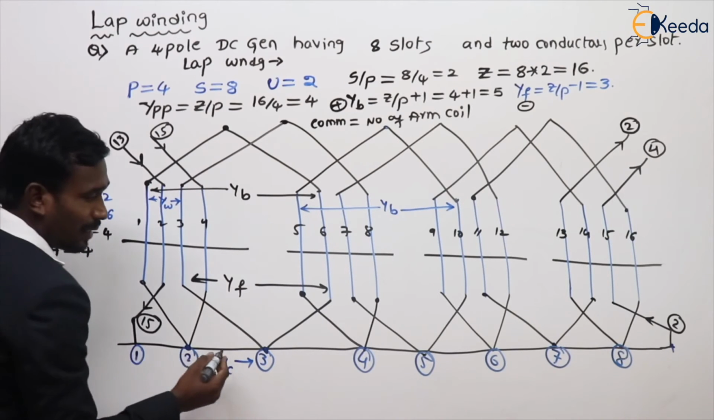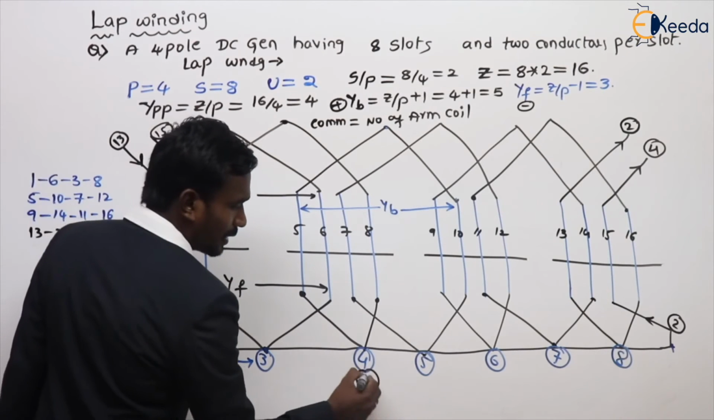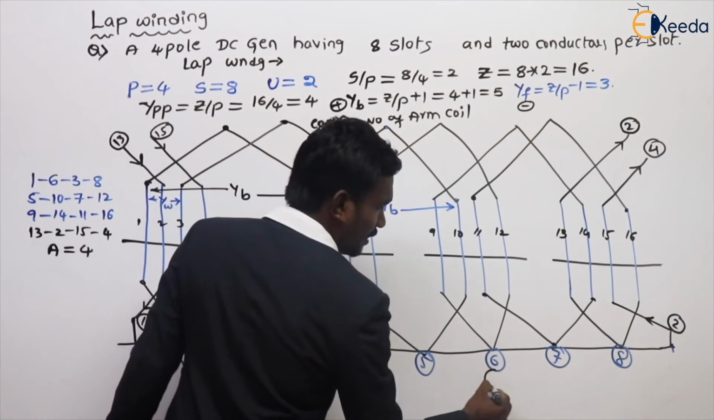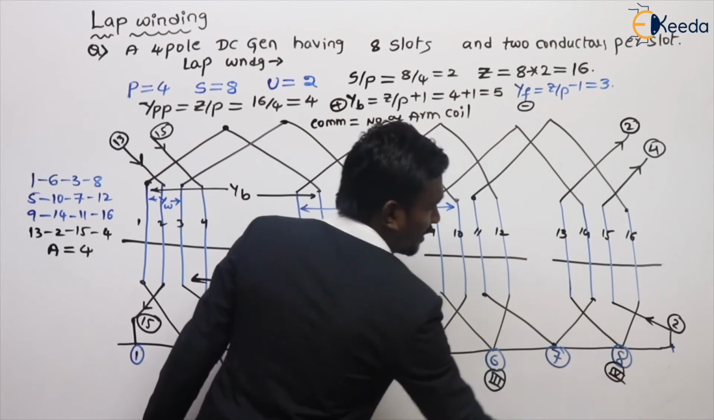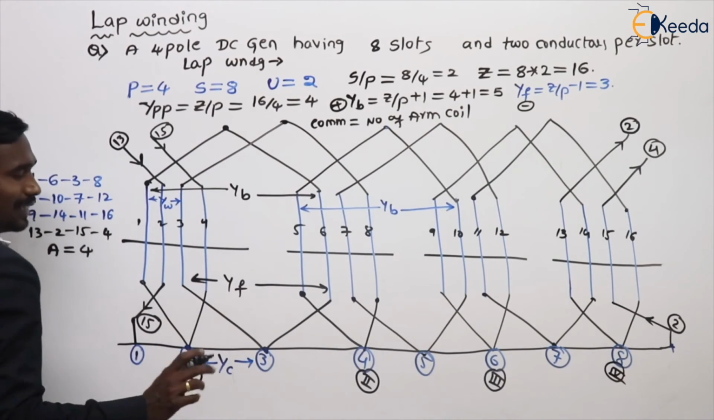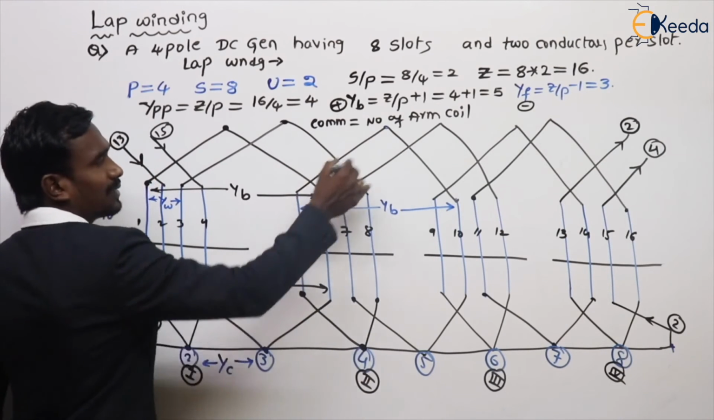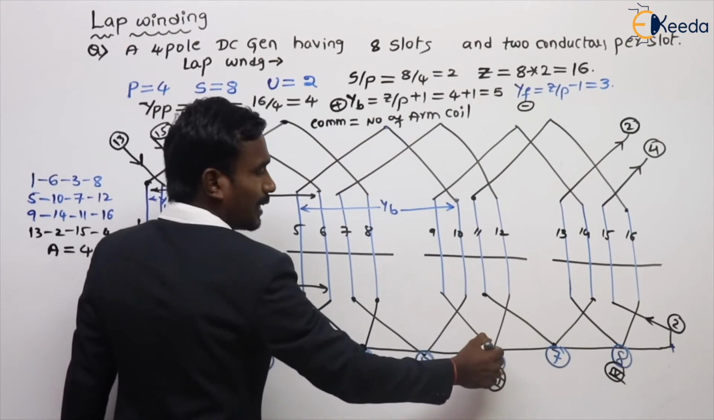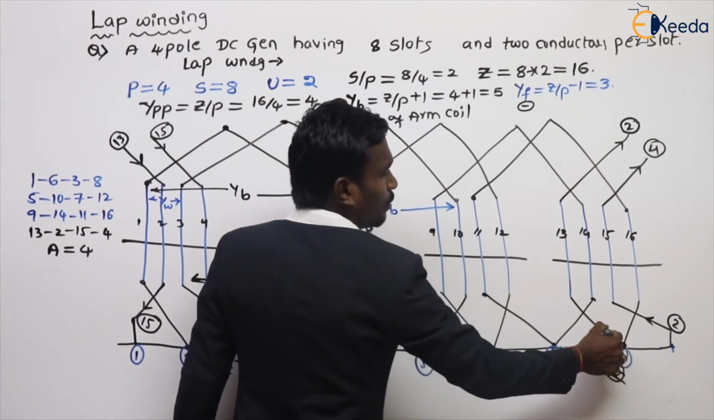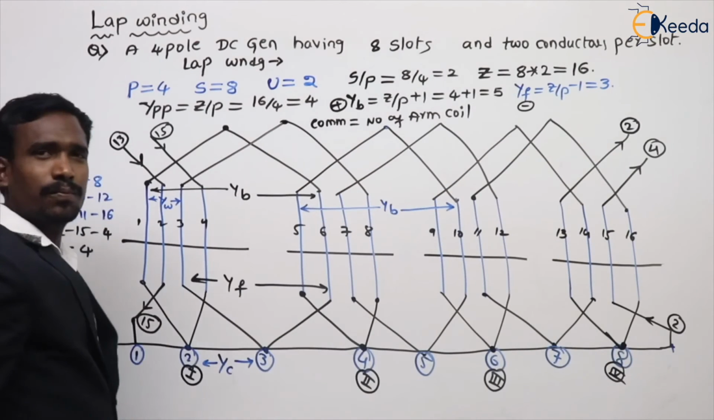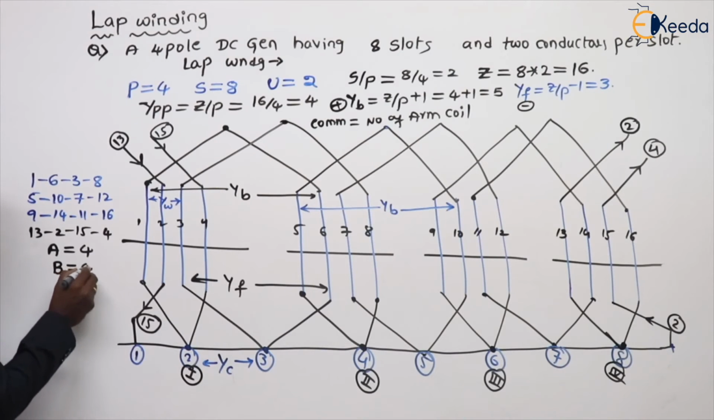Then see here, the number of brushes. This is one brush, this is the second brush, this is the third brush, and this is the fourth brush. Generally, two parallel paths are connected here: the first and second, the second and third, the third and fourth. Like that, the number of parallel paths equals 4 and the number of brushes equals 4.